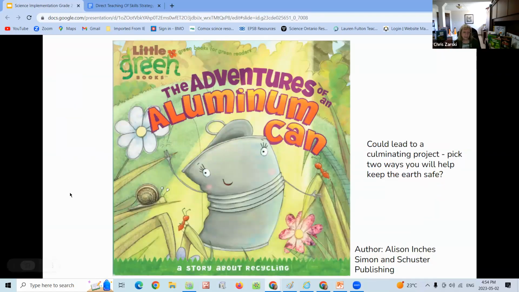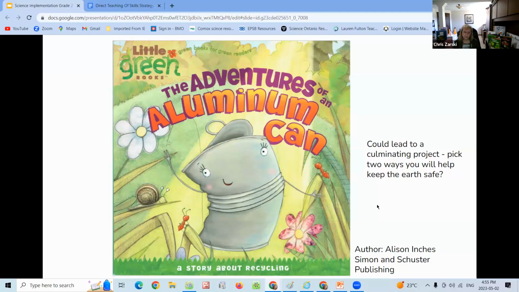There's also a little book called The Adventures of an Aluminum Can, and it will come back again in another organizing idea. But this is a great one. You read a story about an aluminum can, and where does it go? And what happens to it? If you're talking about the 4 R's, this is a great way to unpack their understanding and put it in a lighter way. So how could this little book lead to maybe even a culminating project?